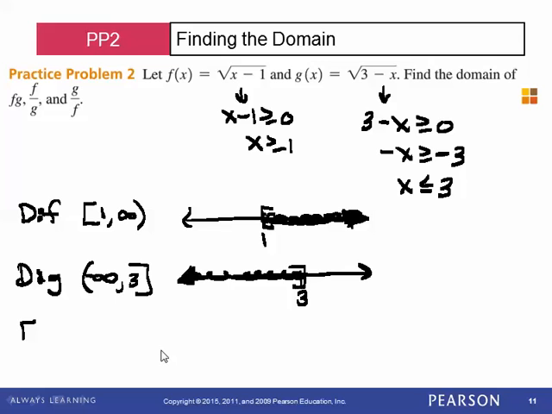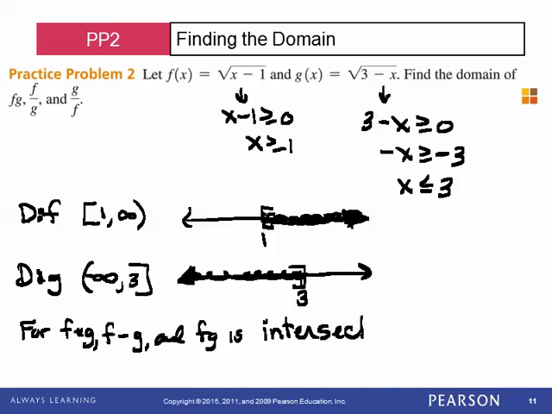Alright, this one you probably can write in here. So for f plus g or f minus g and f times g, if you were to add, subtract, or multiply, the domain is always just the intersection of the two domains.